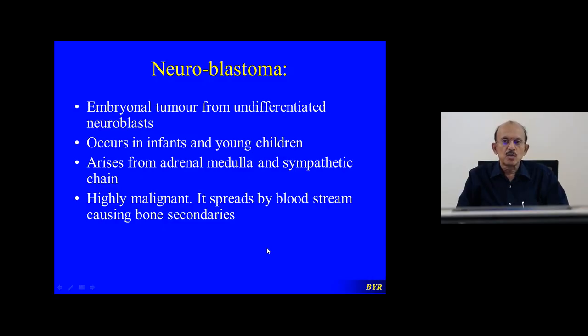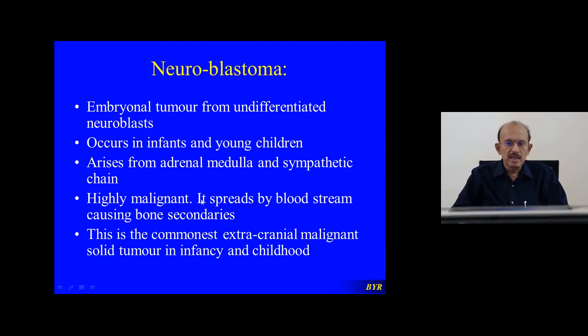So this neuroblastoma and ganglioneuroma arise from the ganglionated cells. So the ganglion cells are present in the adrenal medulla and sympathetic chain. So these lesions can occur from them. But from the smooth muscles of the gut, they are very rare. They can also occur there, but they are very rare.